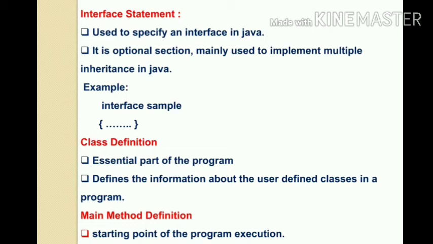Next one is class definition. A Java program may contain several class definitions. It is an essential part of the program. It defines the information about the user-defined classes in a program. A class is a collection of variables and methods that operate on the fields. Every program should have at least one class. Main method definition. The main method is the starting place of the program.